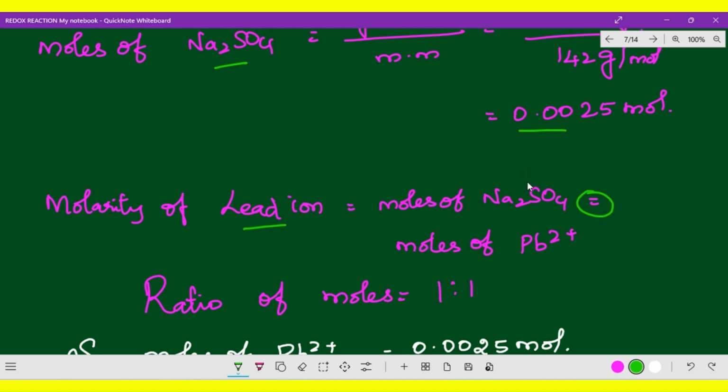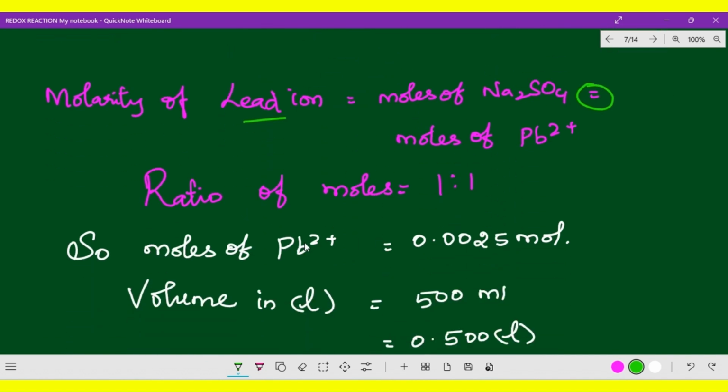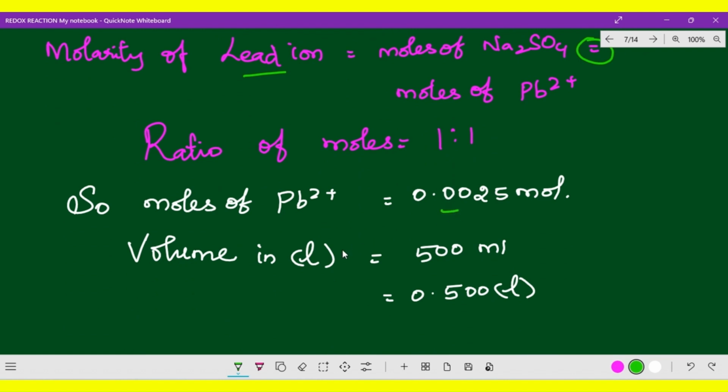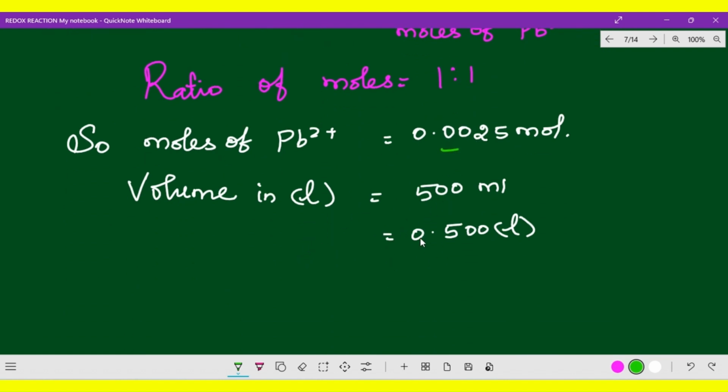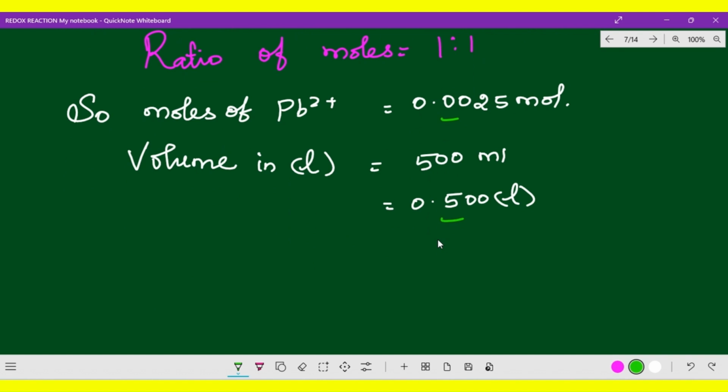Molarity is the number of moles divided by the volume of solution in liter. We found the sodium sulfate moles, but it is equivalent to lead ion also, right? So it is very simple. The number of moles of sodium sulfate is equivalent to the number of moles of lead ion, ratio 1:1. So the moles of Pb2+ is this. The volume in liter we have to convert: 500 ml can be converted to 0.500 liter.